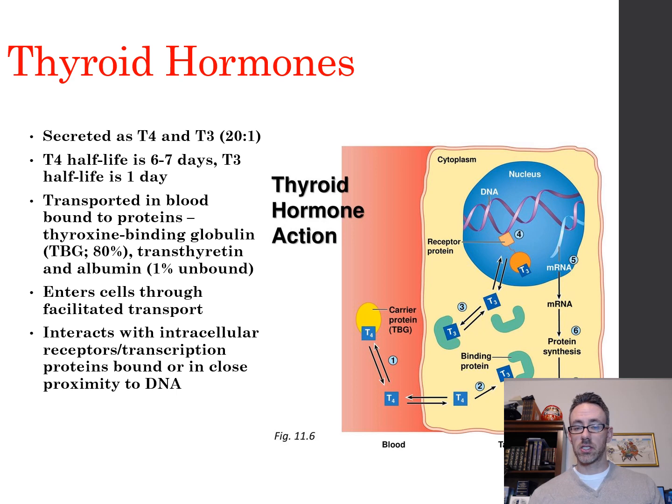T3 can then move through the nuclear membrane and interact with receptors inside the nucleus. It binds to its receptor inside the nucleus, which can then modify gene transcription and translation, and that will increase the amount of messenger RNA and protein that's produced. For the most part, this will make the actions of thyroid hormone a little bit slower. It usually takes on the order of days for an effect to be seen, in most cases, but not all.